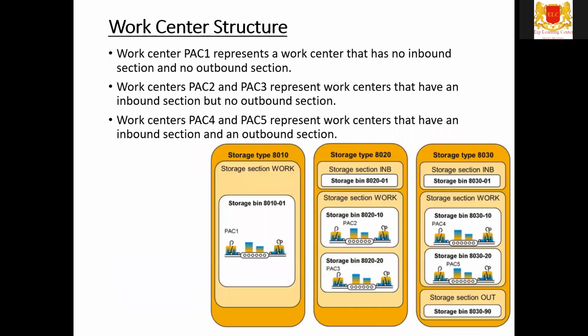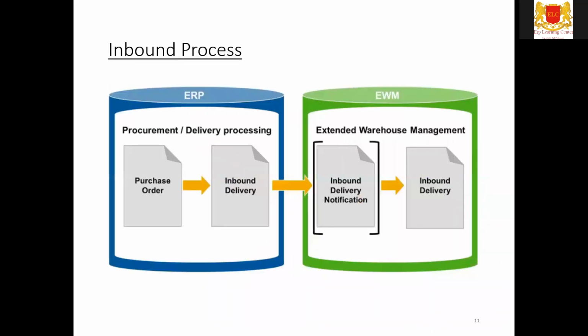So every element has a structure like storage type, storage section, and storage bin. Even if you have the work center, the work center is assigned to the storage bin. So if we talk about the inbound process, on the ERP side, we create the purchase order and inbound delivery, which generates the inbound delivery in the EWM. In the non-S4HANA system, we have the inbound delivery notification, but this notification document is no more there in the simplified S4HANA systems.